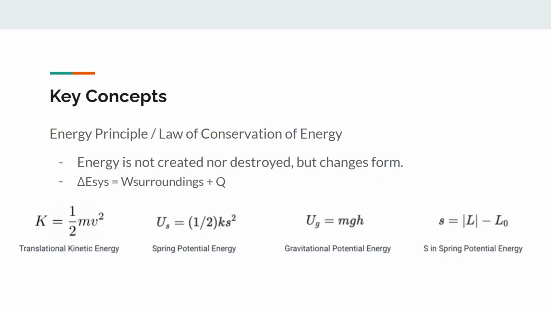Energy principle, or the law of conservation of energy. Energy is not created nor destroyed, but changes form. Delta E system equals work done by the surroundings on the system plus Q.